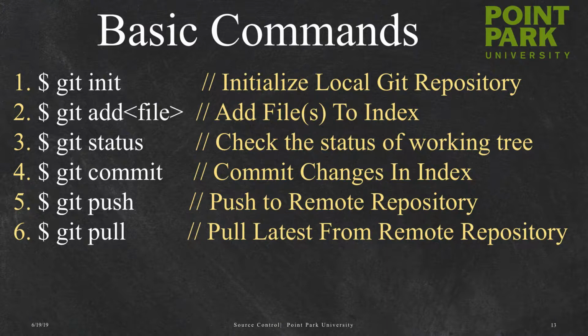Push, two things happen here. If you just do a git push, it will push your changes to your local environment. If you do git push space origin, then it pushes it up to that remote area. In this case it'll be GitHub, but it could be SourceTree, it could be Bitbucket, it could be GitLab, but in our case it'll be GitHub. And then git pull does the same thing.